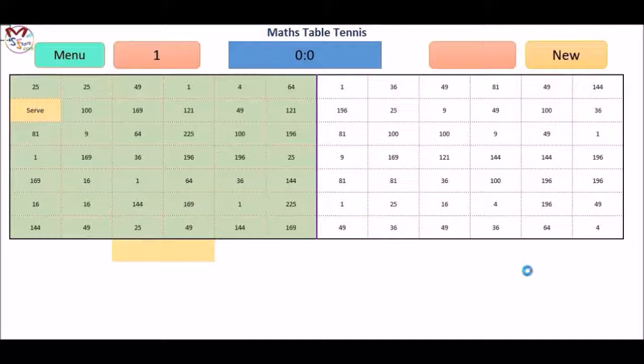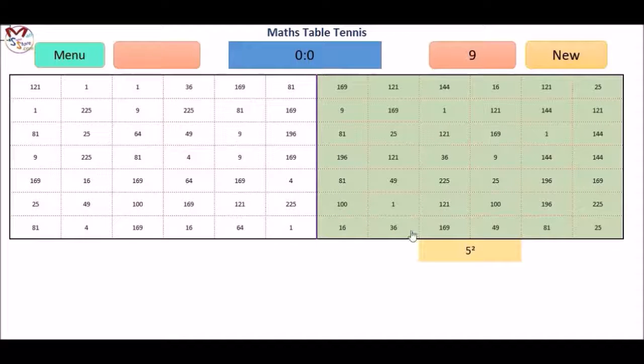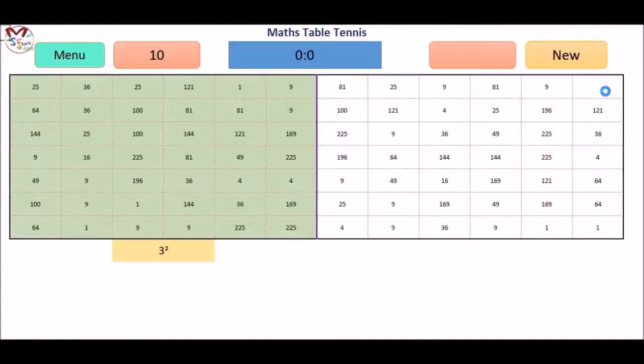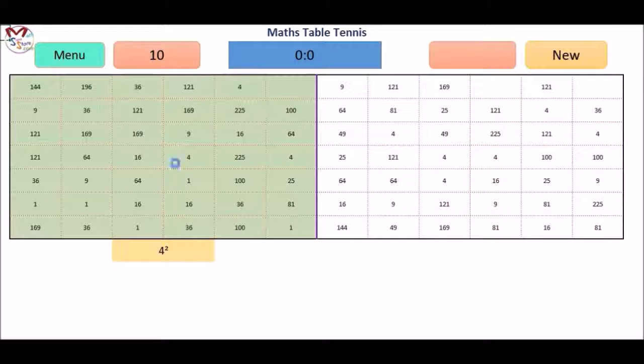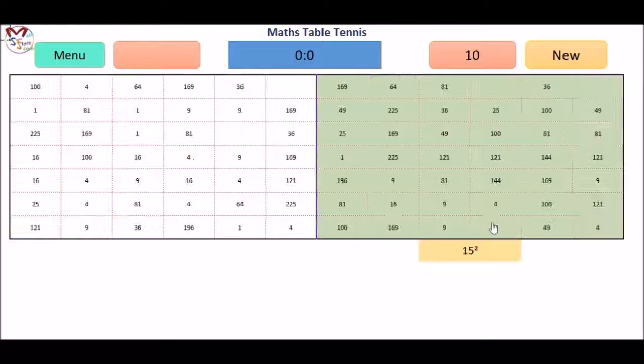So player one serves, and player two is asked a question: 5 squared. Here they're given 10 seconds, so they have to work out 5 squared is 25 and find it on the grid. If it's right, that box will disappear. 3 squared is 9. The more boxes that disappear, the less chance that the answer will be on the board, so it adds a little bit of luck and suspense when rallies get really long.